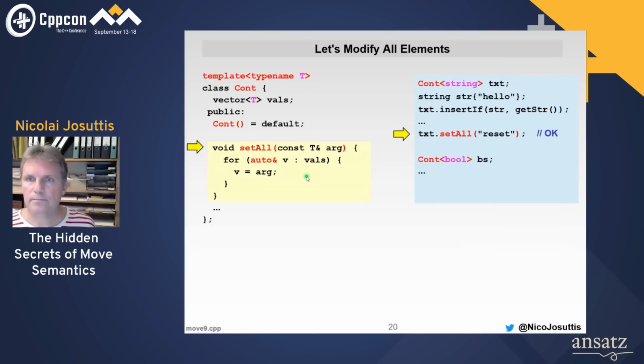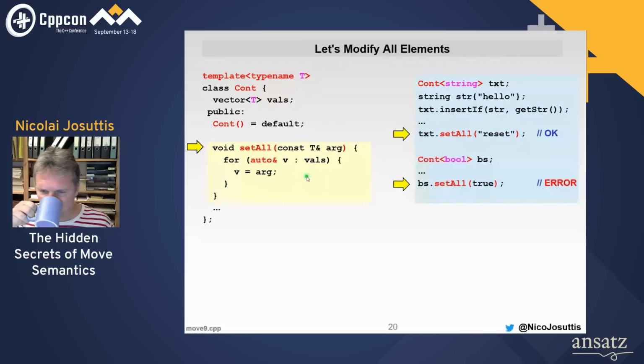But let's use our container for Boolean values. And now let's set all the values in this container to true. And we got a compile-time error. Think about it, my goodness, what is that? Maybe you have seen that problem, maybe not. Not many people work with vector<bool>, but it does not compile. What the hell is going on here?